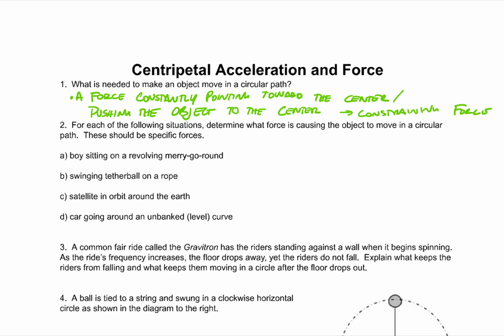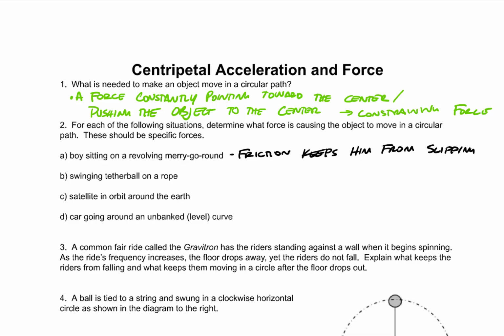Okay, for each of these situations, determine what force is causing the thing to move in a circular path. The answer to that question is never "it's the centripetal force." The answer is a specific kind of force that we've dealt with. So a boy sitting on a revolving merry-go-round, guess what? Friction. Friction is keeping him from sliding off. Friction is keeping him from moving in a circle. So friction is the thing that's keeping him going in a circle.